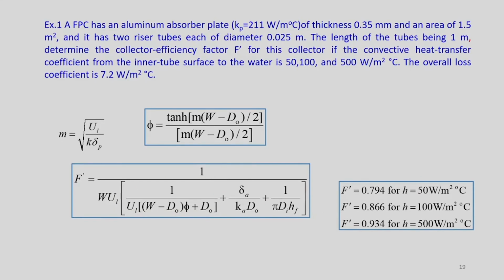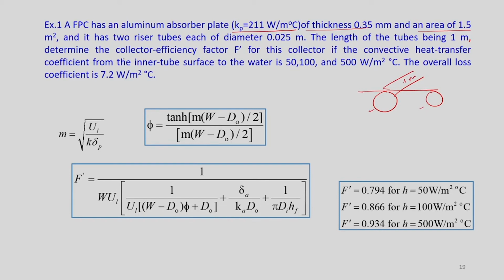So, we can solve one problem. The problem goes something like this: a flat plate collector has an aluminum absorber plate having thermal conductivity 211 watt per meter per degree Celsius, thickness 0.35 mm and an area of 1.5 meter square, and it has 2 riser tubes. The diameter is given, and the length of the tube is also given. The length is 1 meter.